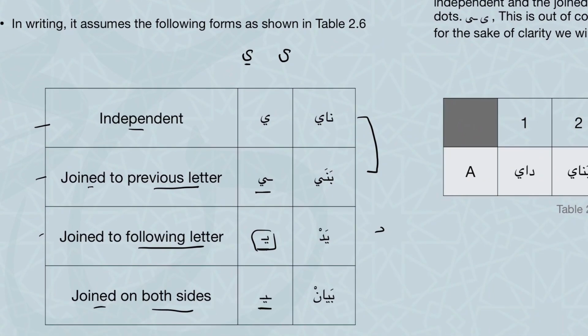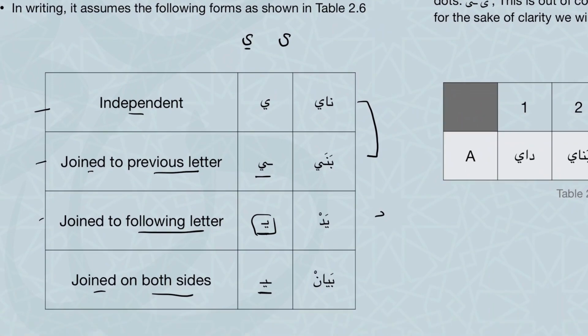So if I want to read this word here, how would I pronounce it? I pronounce it nai, without any haraka, without any sort of vowel. Nai.